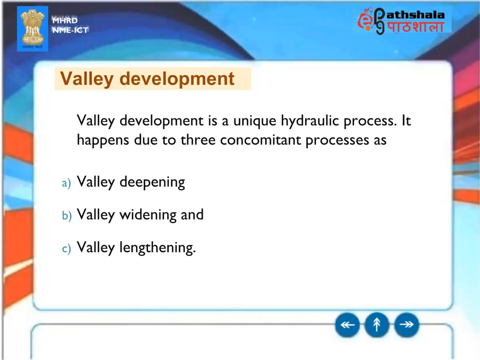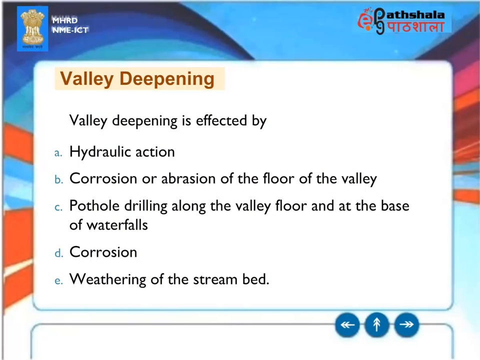Valley development. Valley development is a unique hydraulic process. It happens due to three concomitant processes: valley deepening, valley widening, and valley lengthening. Valley deepening. Valley deepening is effected by hydraulic action, corrosion or abrasion of the floor of the valley, pothole drilling along the valley floor and at the base of waterfalls, corrosion, and weathering of the stream bed.